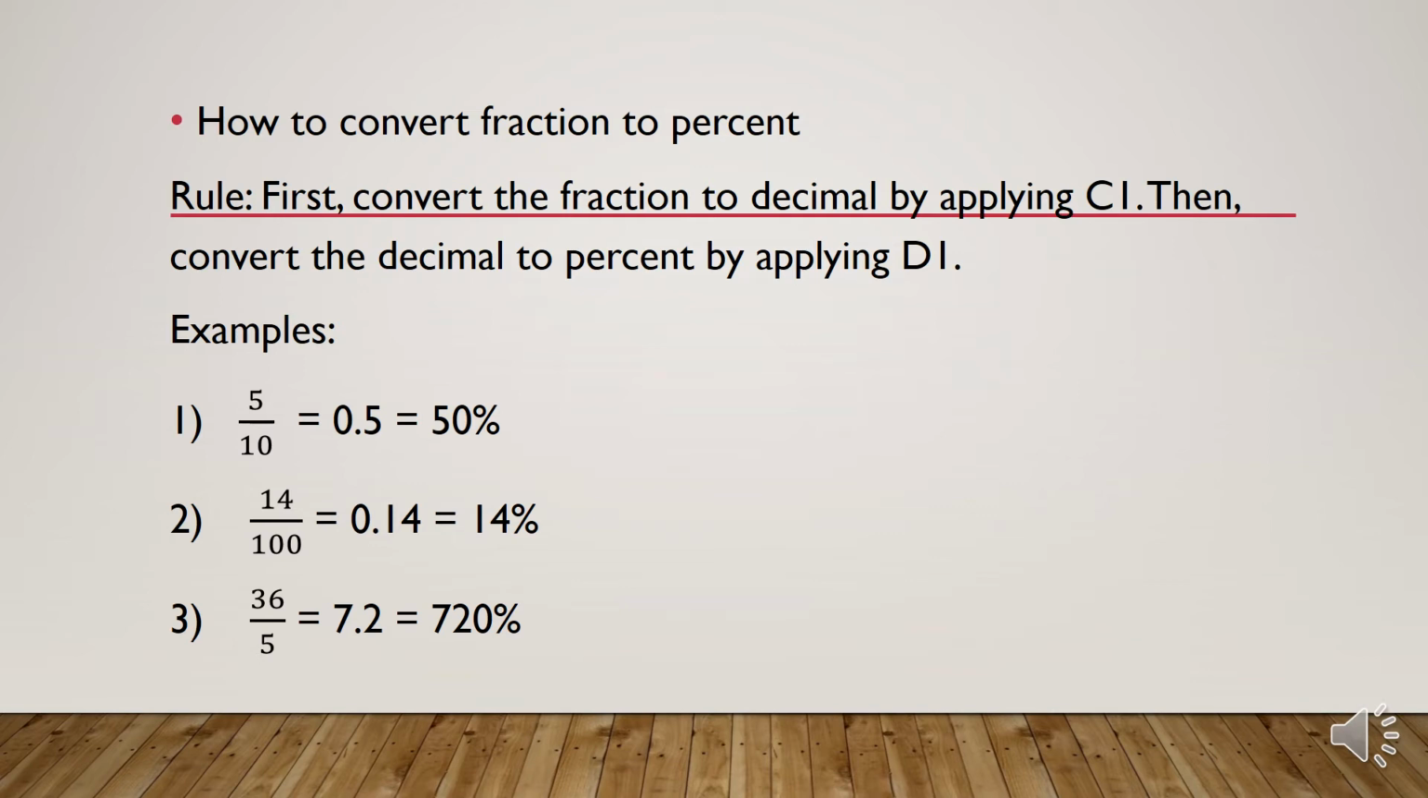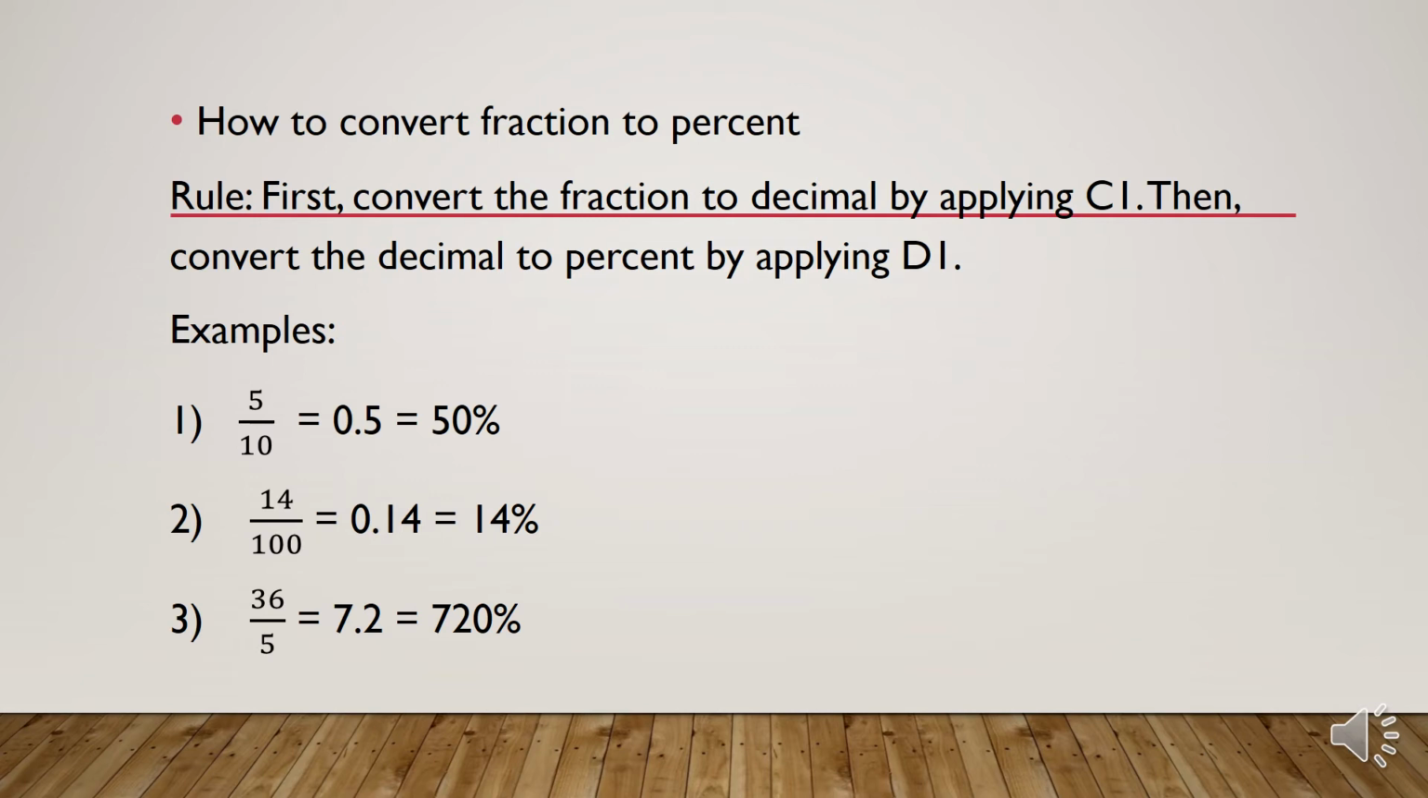Example number 1, 5/10. The first rule is we are going to convert fraction to decimal. How? We are going to divide the numerator by the denominator. So what we're going to do is divide 5 by 10. So 5 divided by 10 is equal to 0.5, or 5 tenths. After you get its decimal form, this time you're going to convert it to percent.